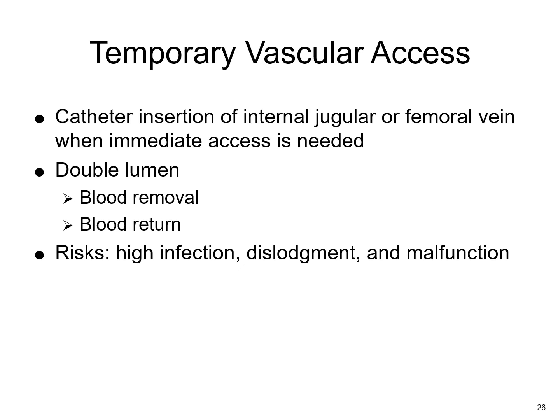I already mentioned that when the patient has the catheter insertions, for the most part, they are only a temporary measure, right? They can do the internal jugular or the femoral vein for this when they need immediate access. And they can be double lumen. One of the lumens is for blood removal and the other one is for blood return. The one that's removing blood is going into the dialysis machine, and then from the dialysis machine, you have another lumen that's returning the blood. So also high infection risks, dislodgement, and malfunctions with these catheters.